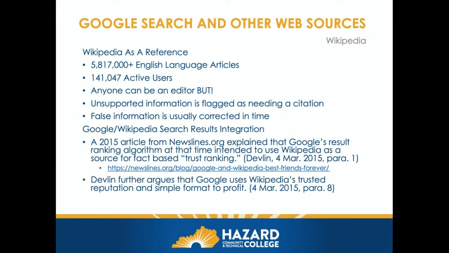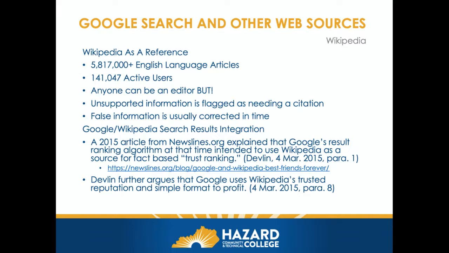On Wikipedia, there are over 5 million English language articles. Wikipedia is international, so there's even more not in English. So it is an enormous structure or sphere, whatever you want to call it. There are many active users.